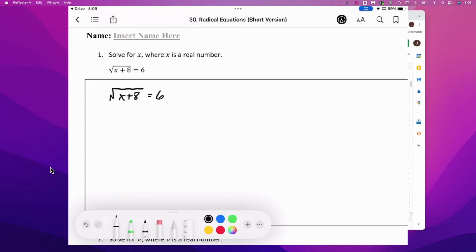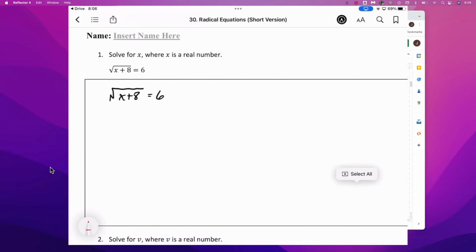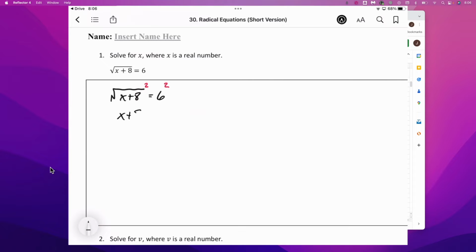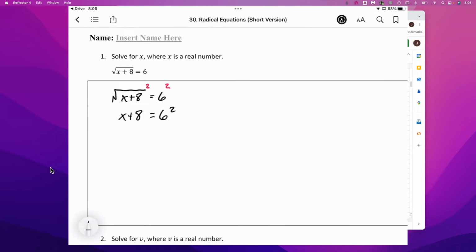All that we need to do, remember that we can do anything we want to an equation as long as we do it to both sides of the equation. And so we are going to choose to square both sides of this equation because that's going to undo the square root on the left. That's going to give us x plus 8 on the left is equal to 6 squared on the right. And so I can go ahead and do my little bit of cleanup now. I've got x plus 8 is equal to 36.